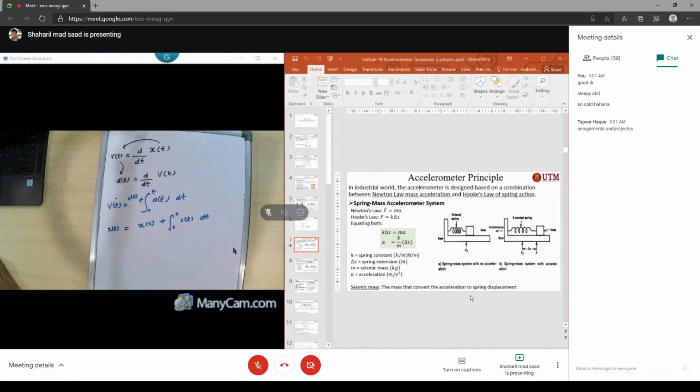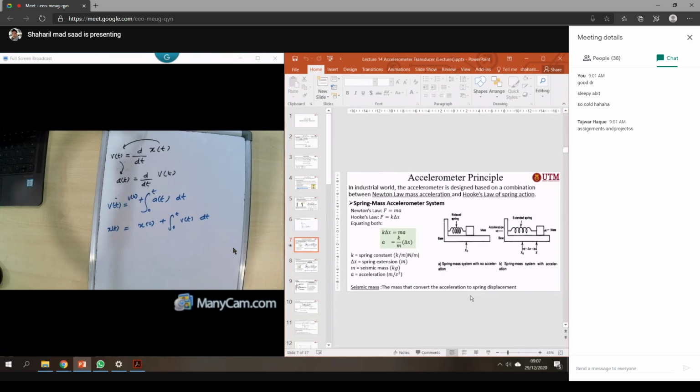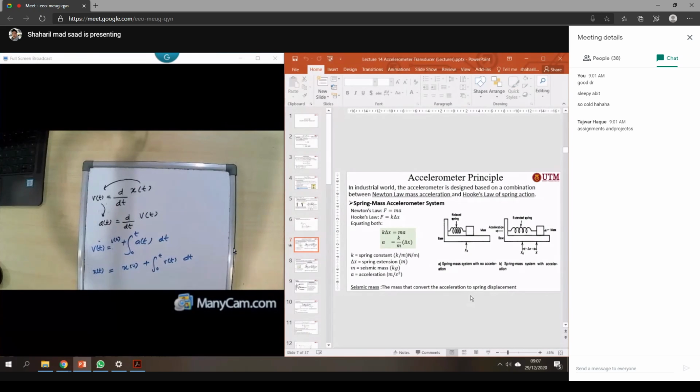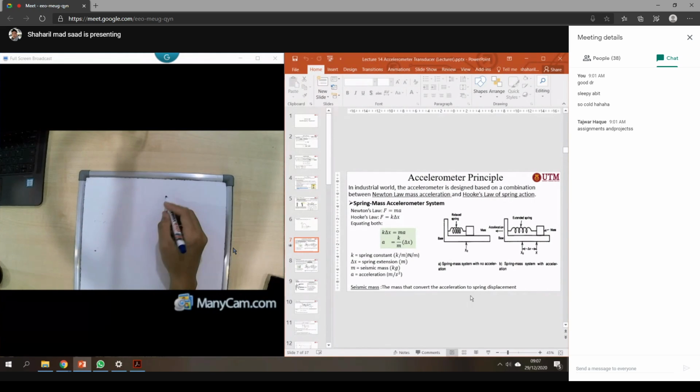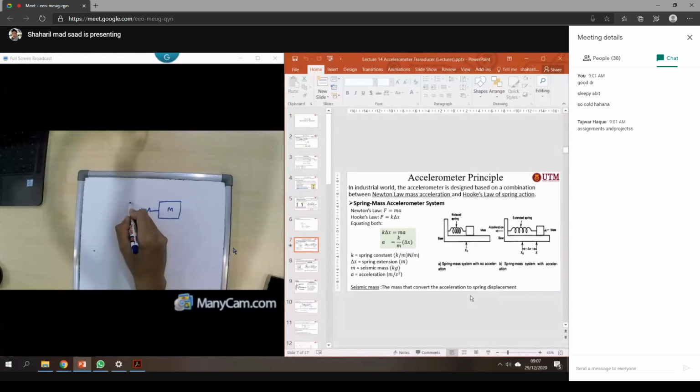Right. So, the accelerometer principle. What is the basic principle of the accelerometer? Actually, you can make an accelerometer sensor by yourself. What you need is only a mass, any certain mass, and you connect it to a spring here, and this one is your base.